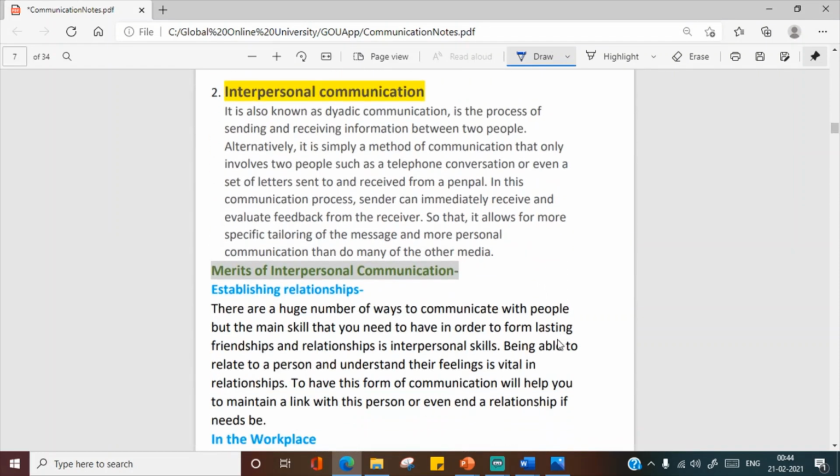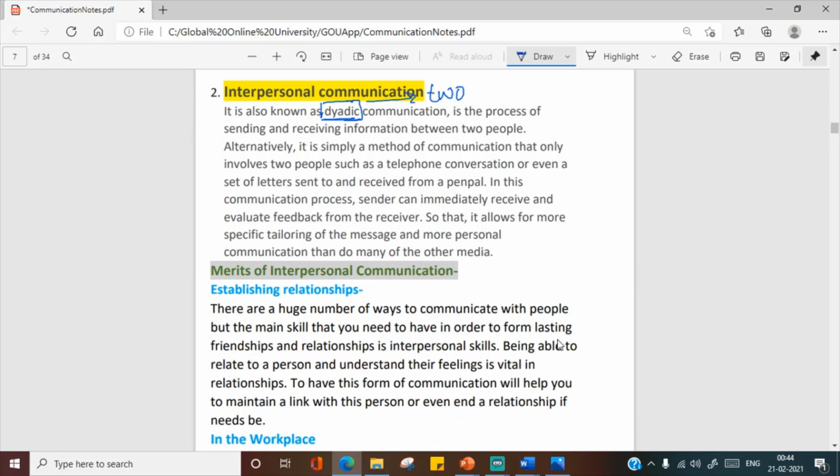Now let's talk about interpersonal communication, which is also known as dyadic communication. This term is very important. Dyadic means two. Interpersonal communication means when two people are communicating with each other. For instance, an interview. When you are going to give an interview, there is an interviewer who is taking the interview and the person who is giving the interview is called the interviewee. So that is an example of interpersonal communication.